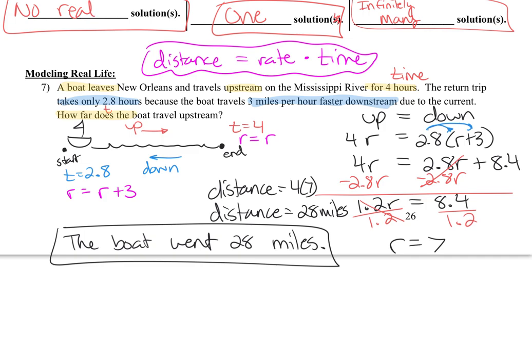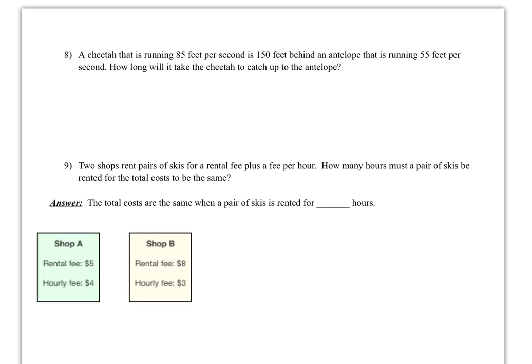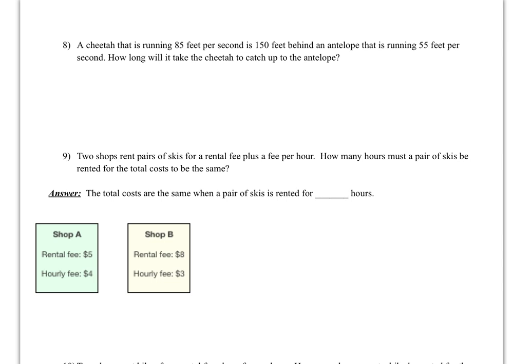Turn the page. All right. Talking about a cheetah. A cheetah is running 85 feet per second, and it's 150 feet behind an antelope that is running 55 feet per second. How long will it take the cheetah to catch up to the antelope? All right. So we're talking about a speed again. That's a rate. They're asking for time. Okay. And they gave us a distance.